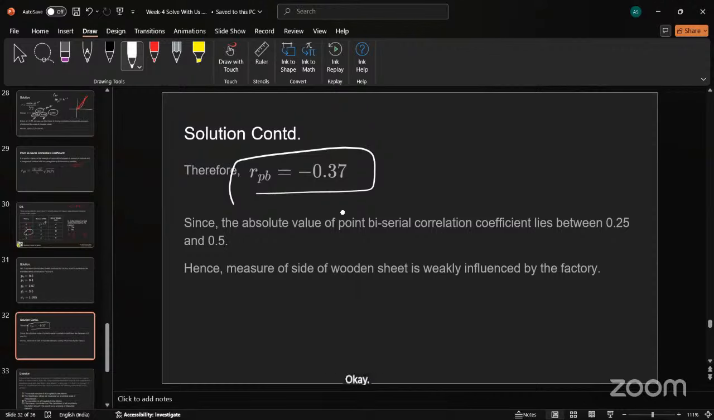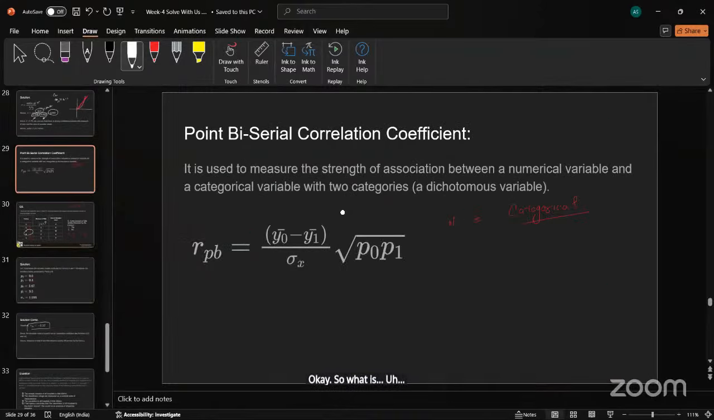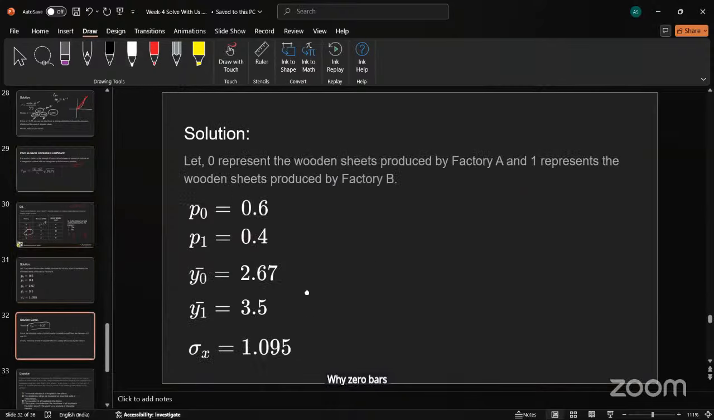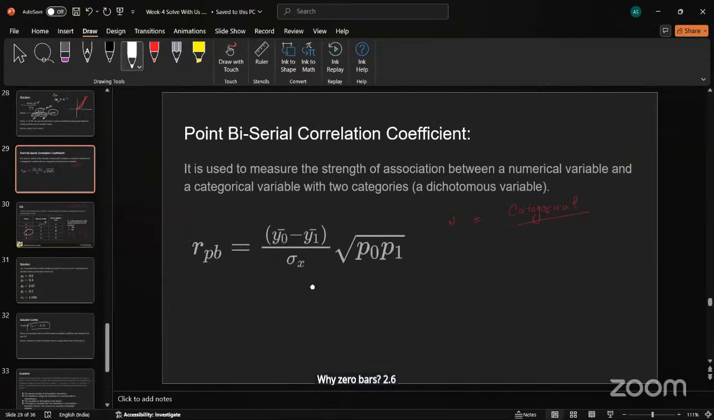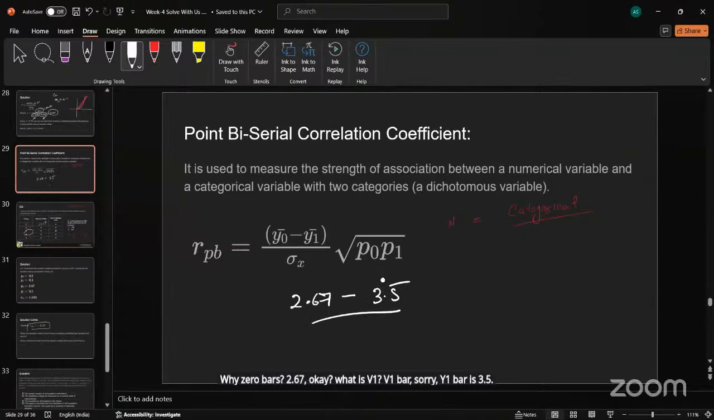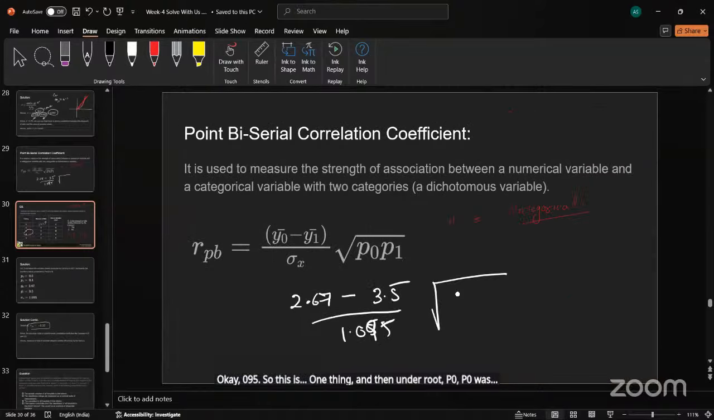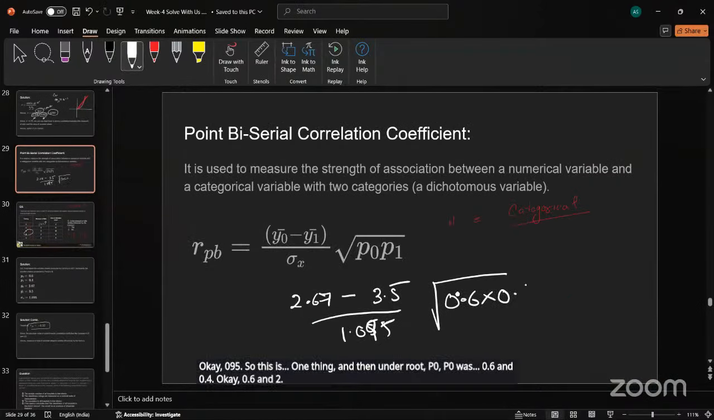Can you please put the values so that we can grasp easily? Okay. So what is y0? Y0 was 2.67. What is y1? Y1 bar is 3.5. What is the standard deviation you calculated? It was 1.095. So this is one thing, and then under root P0. P0 was 0.6 and P1 0.4. Okay, 0.6 into 0.4.